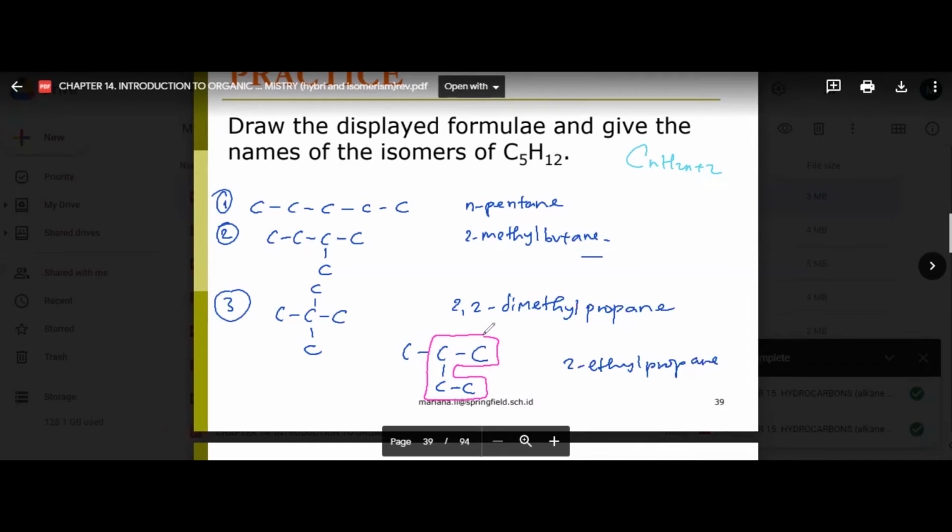Okay, and how about the name? I should number from this. 1, 2, 3, 4. So this is 2-methyl butane. So it repeats the second isomer, right? So this is not 2-ethylpropane, but 2-methyl butane. So this is wrong. So how many isomers for pentane? Only 3. This is what we call a structural formula, chain isomerism, since they differ only in the carbon-carbon connection.